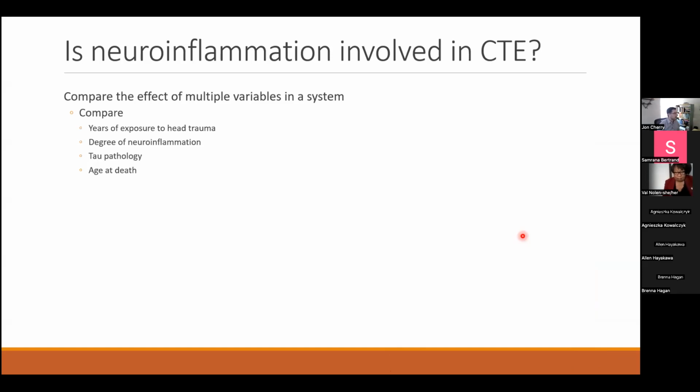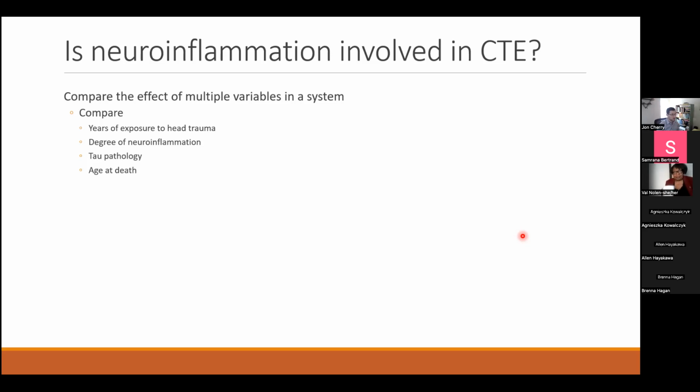We wanted to actually compare the effects of multiple variables in the system because we're working in human pathology here, and there's a lot of variables to consider. We wanted to understand if exposure to head trauma, the degree of neuroinflammation, the amount of tau pathology, and age of death, how they all function together and account for each other.